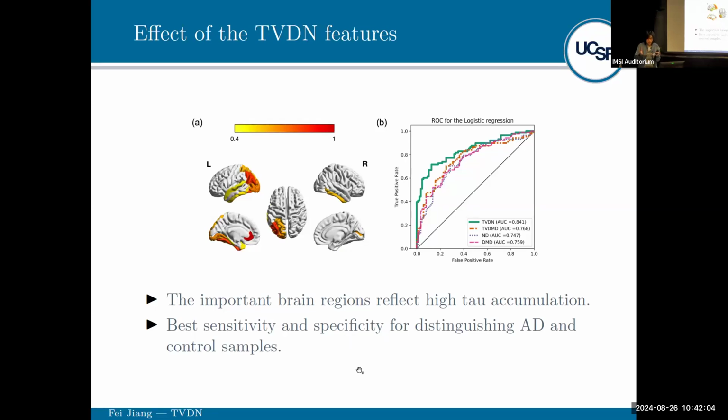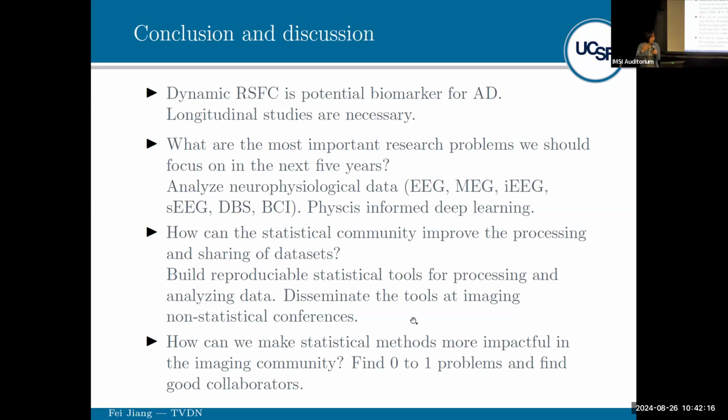We also compare the sensitivity and specificity for distinguishing AD and control samples, although it's not very interesting for clinicians, it shows that our method is better than the sliding window approach. Finally, to conclude my talk, we find potential biomarkers for the early detection of Alzheimer's disease. The problem is that we need more longitudinal studies. In the neurodegenerative field, physicians always claim we need longitudinal data to know the baseline of the patient.